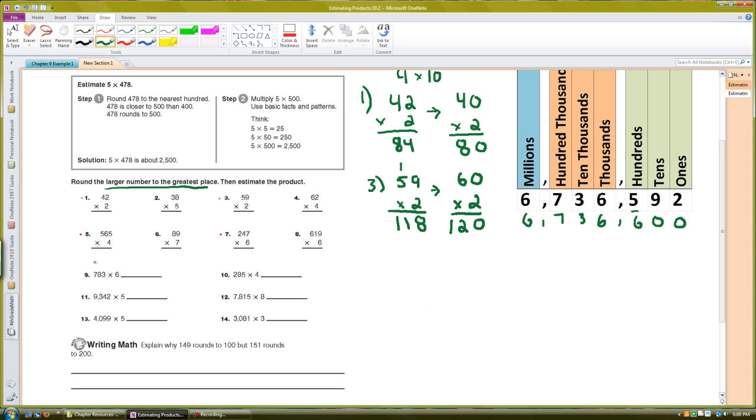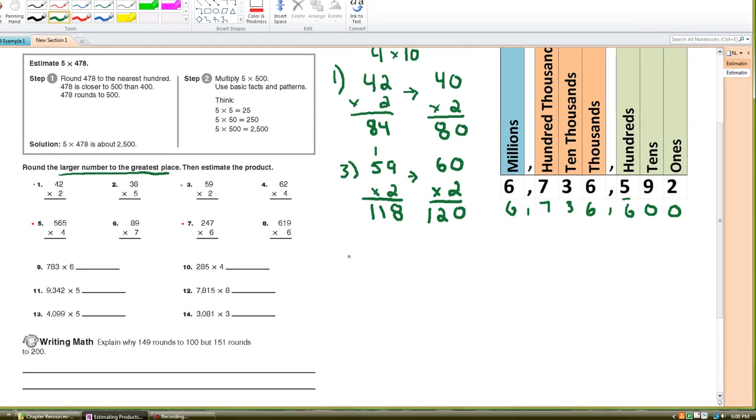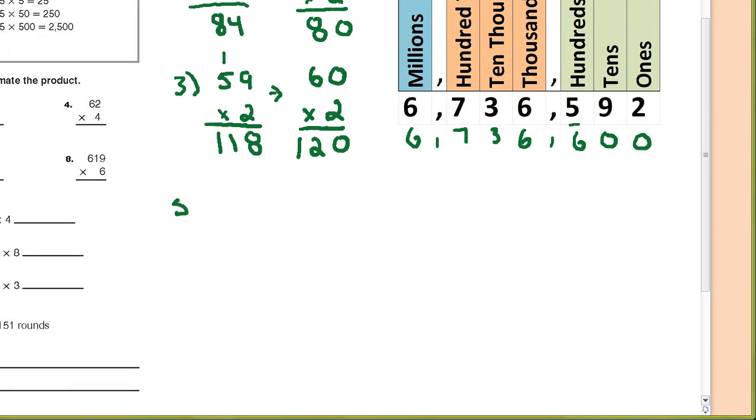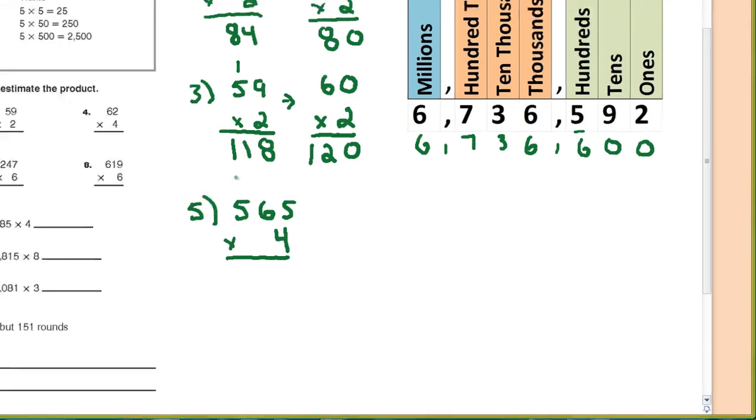Number 5. We have 565. Let me just write number 5. 565 is our larger number, and that is multiplied by 4. So times 4. Okay, and we're rounding to the greatest place.